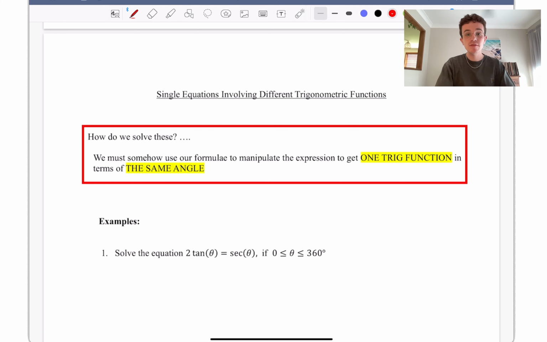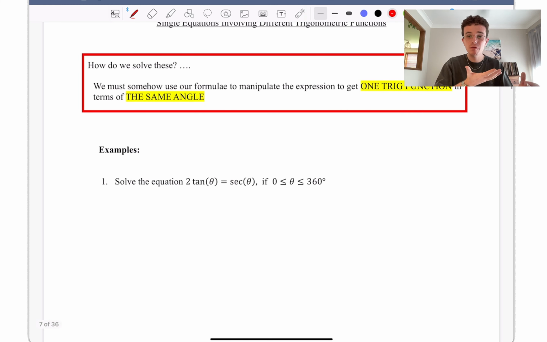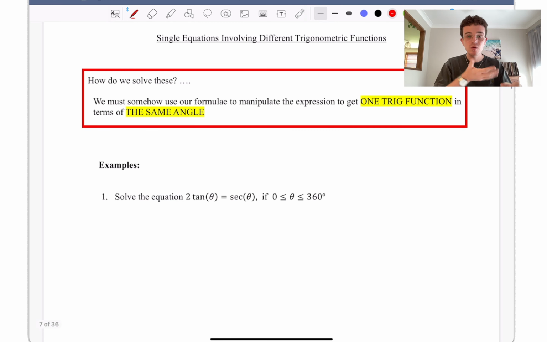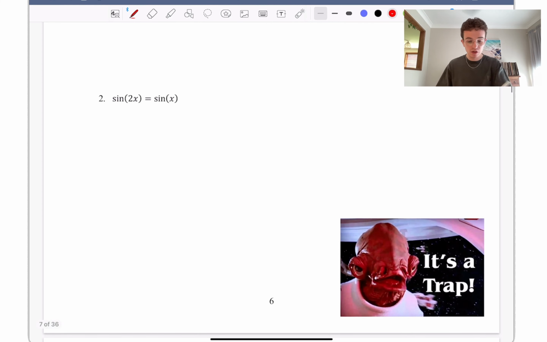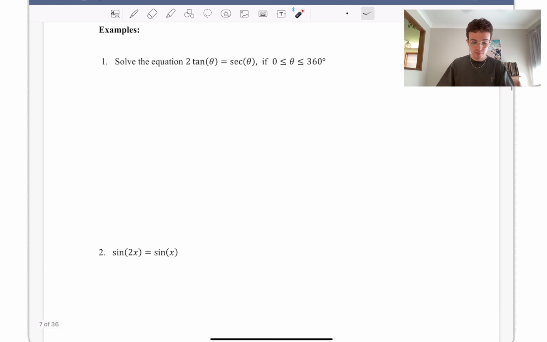Alright, today we're going to have a look at solving equations involving different trigonometric functions, or single equations involving different trigonometric functions. Okay, so how do we solve questions like this? We can see in the first example below that we've got two different trigonometric functions in our question. And we can see in, say, this question here, we've got two different angles, 2x and x.